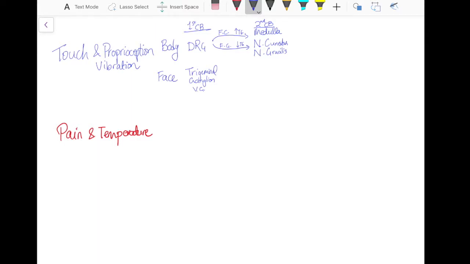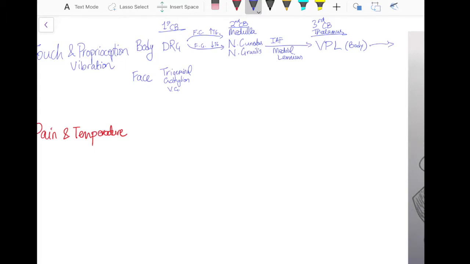After that, we will travel with the IAF, and that is where it crosses over and becomes the medial lemniscus. So the touch and proprioception, we call it the medial lemniscus system, and it will synapse in the third cell bodies in the thalamus. For the body, it's always VPL for the whole system, and then face will always be VPM. After that, it will go through the posterior limb, PLIC, to the cerebral cortex, or the homunculus.